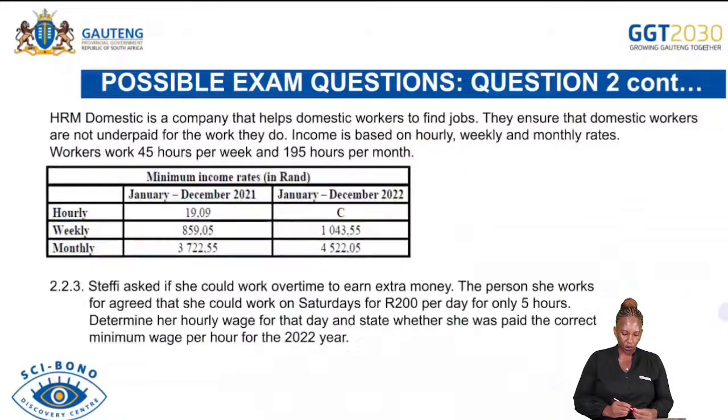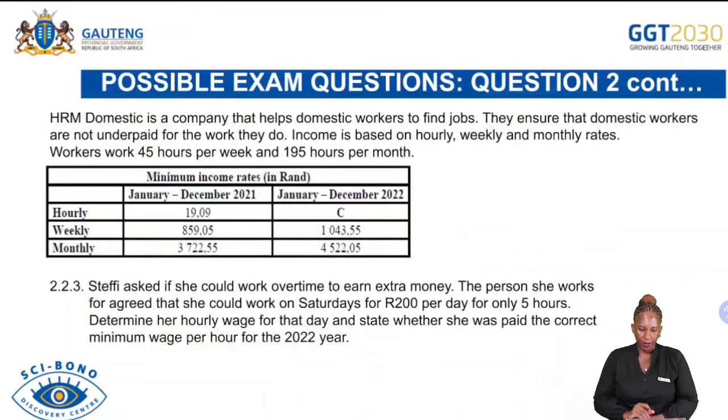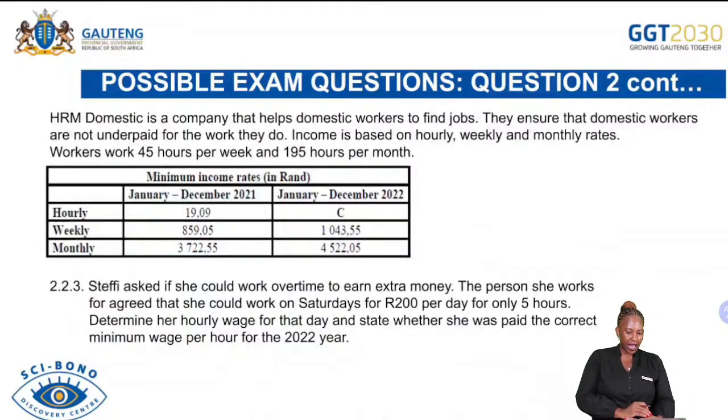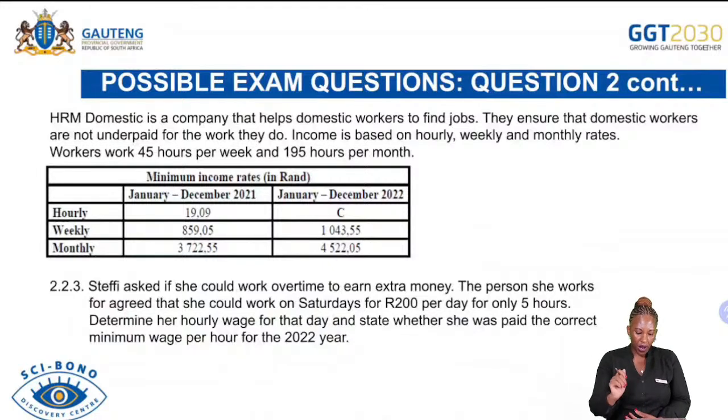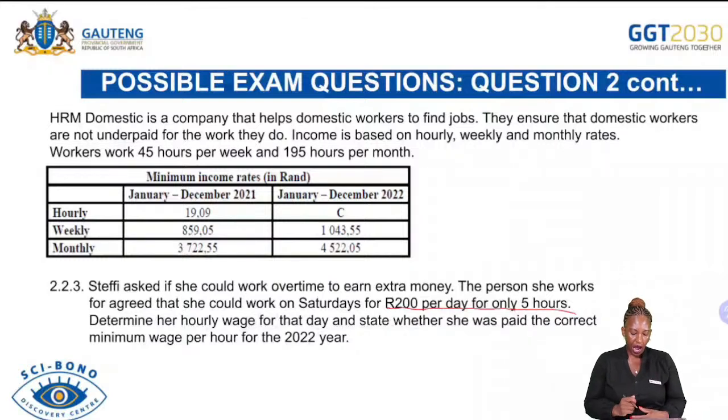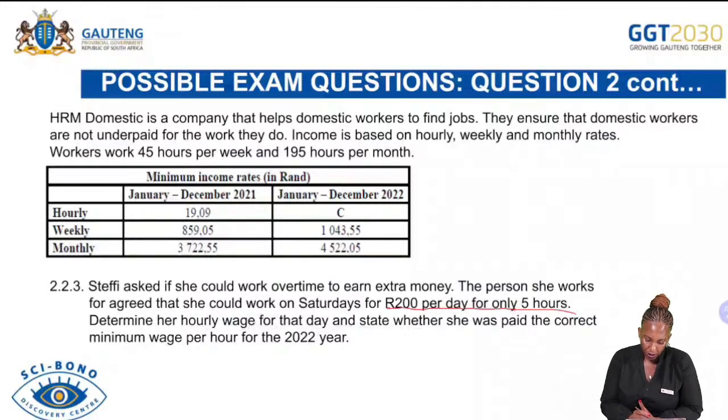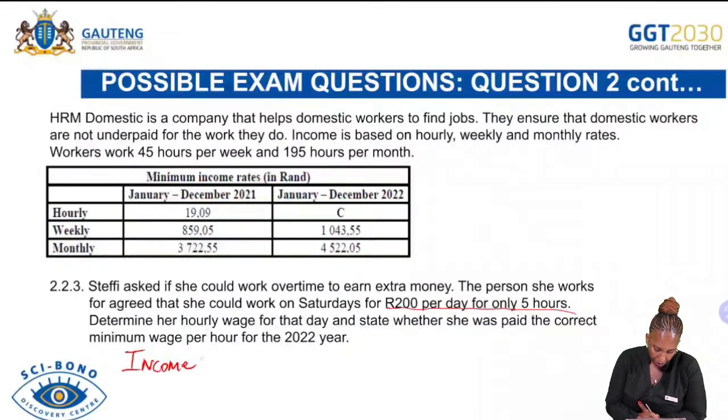I hope you have seen what I was doing, boys and girls. Let's move on to the next one. The next one says, Steffi asked if she could work overtime to earn extra money. The person she works for agreed that she could work on Saturdays for 200 rand per day for only 5 hours. Determine her hourly wage for that day and state whether she was paid the correct minimum wage per hour for 2022.